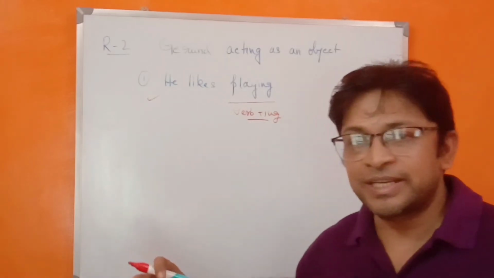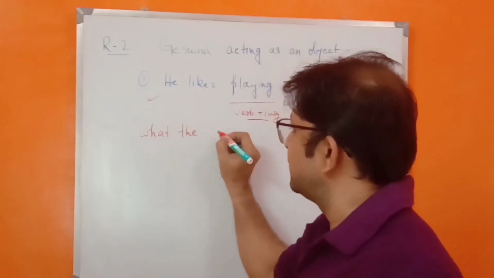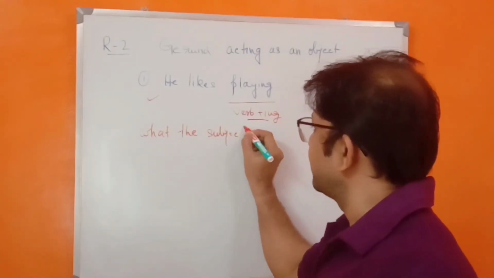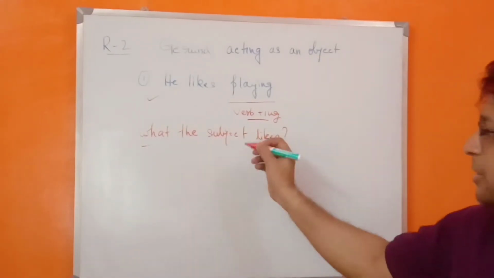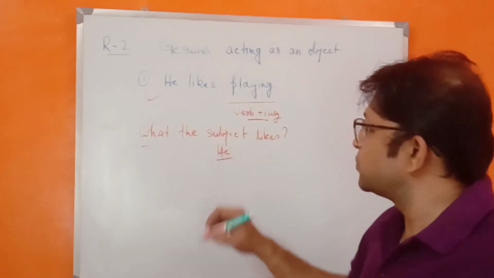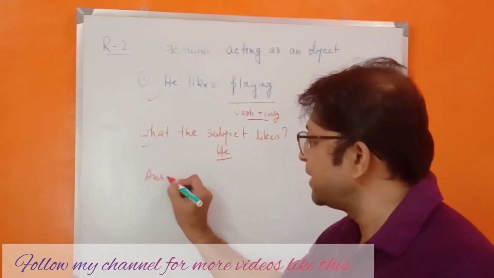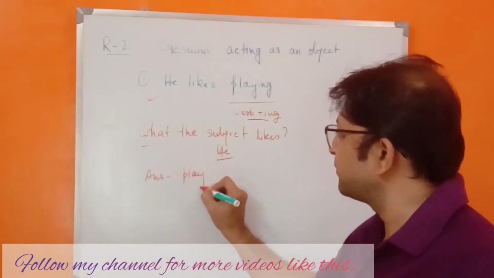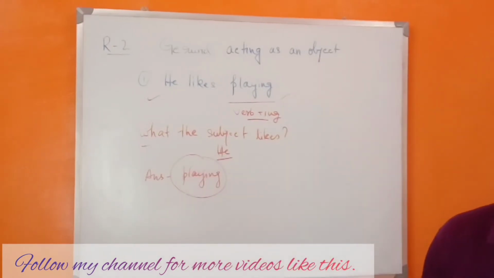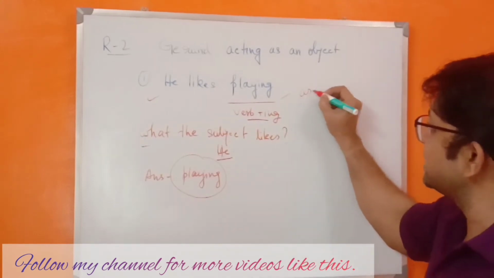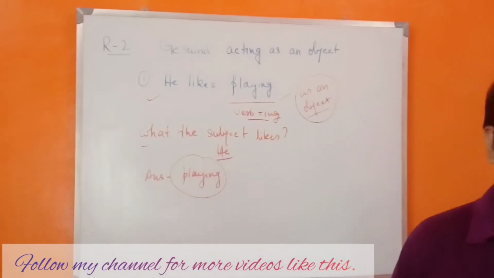If you question the sentence, what the subject likes, here the subject is he. If you question the sentence like this, what does the subject like, what answer are you getting? You are getting that: playing. So when you are getting this answer, the gerund is playing the part of an object. So here the gerund is acting as an object.